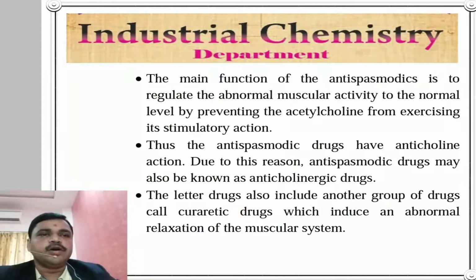The main function of the antispasmodics is to regulate the abnormal muscular activity to the normal level by preventing the acetylcholine from exercising its stimulatory action. Thus, the antispasmodic drugs have anticholine action. Due to this reason, antispasmodic drugs may also be known as anticholinergic drugs. So, antispasmodic and anticholinergic drugs are both the same.